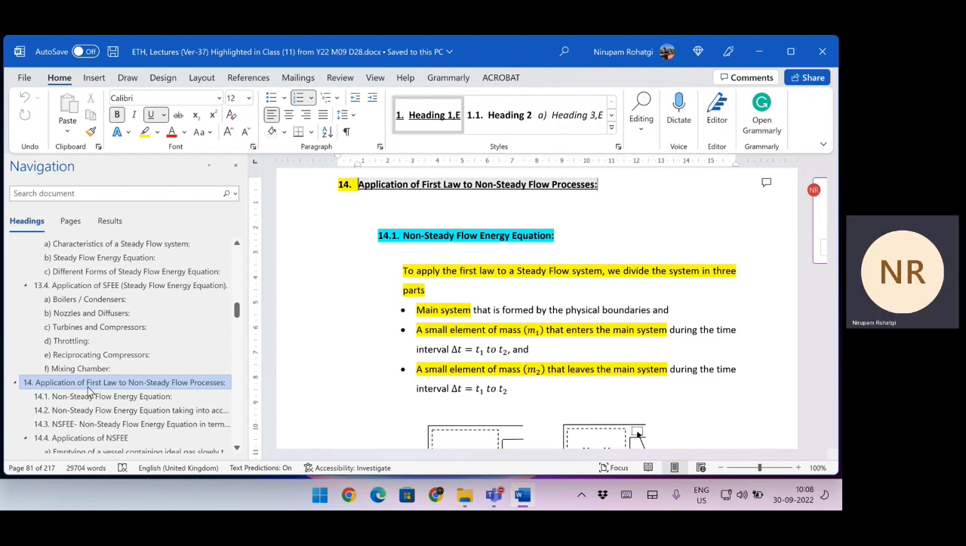Okay, and in each case, what we did, we started from the steady flow energy equation and applied the assumptions, or you can say the specifics of that problem, and we derived the equation for that process. Now what we are doing is we are using the non-steady flow energy equation, and we will try to solve some processes. Okay. Now, I will start from the derivation again, because then you'll be more familiar with it.